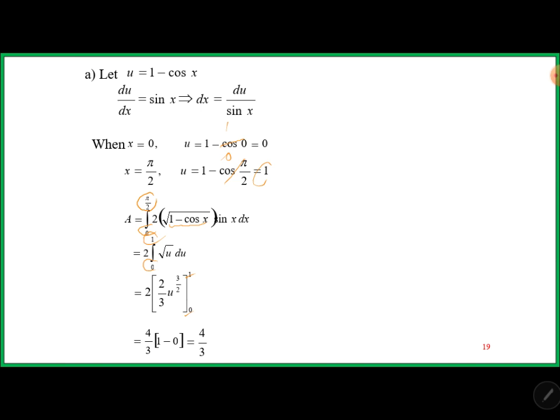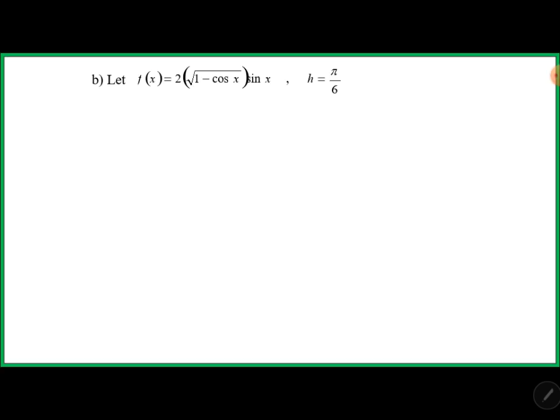The next question B, they ask you to use the trapezium rule or trapezoidal rule. So it's given the value of h already, and then we know what is A. A is equal to 0, B is equal to pi over 2. And then n is equal to 3.